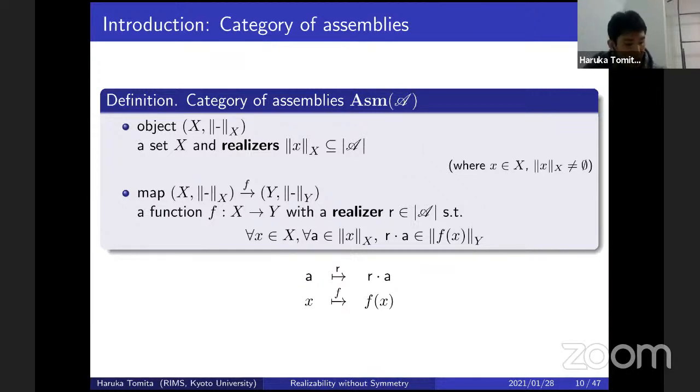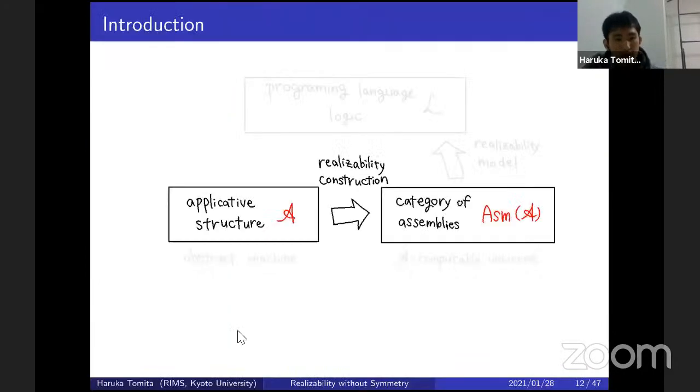As an aside, ASM(A) has a full subcategory called modest sets on A. The category of modest sets is more often used for models than the categories of assemblies. However, in our paper, we only deal with categories of assemblies, since all propositions introduced here also hold when we replace the word ASM(A) with the words modest sets on A. Anyway, now we get a category ASM(A) from an applicative structure A. In this presentation, I will focus on constructing the categories of assemblies from applicative structures.